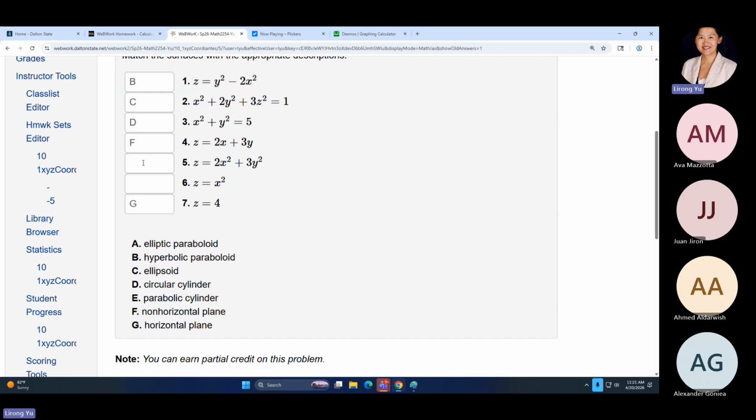So elliptical paraboloid is A. And this one, between z and x it's square with another one not square, so parabola if it's two-dimensional, but it's paraboloid, but no. It's a parabolic relation between z and x, but there's no y variable, so it's a cylinder. So this is the parabolic cylinder, and that would be E.